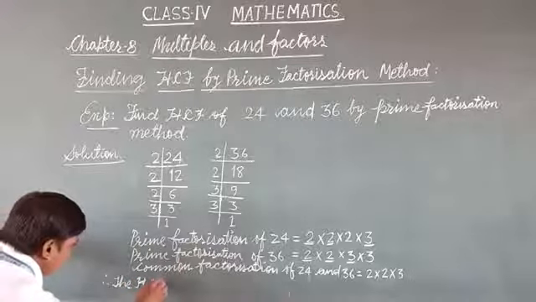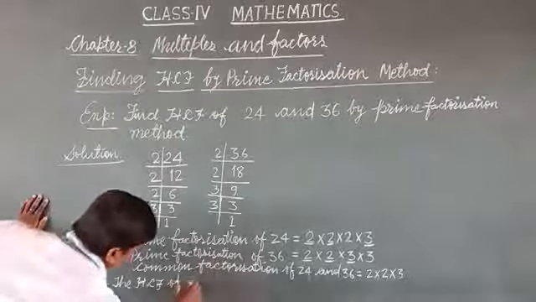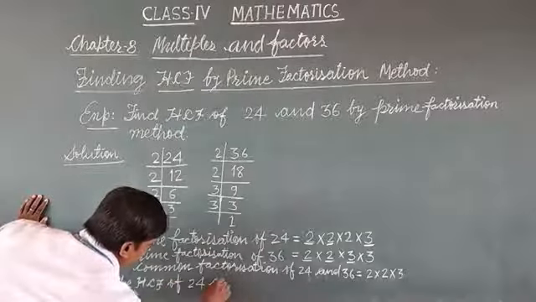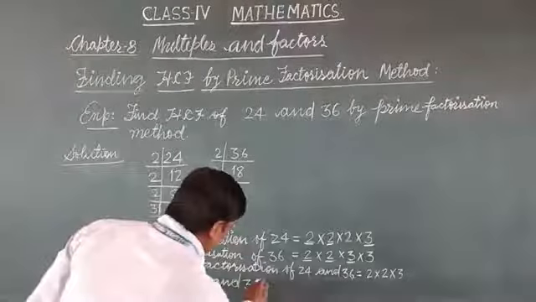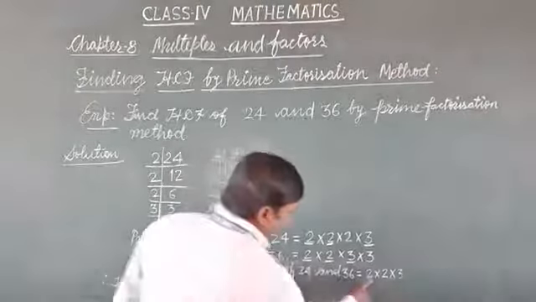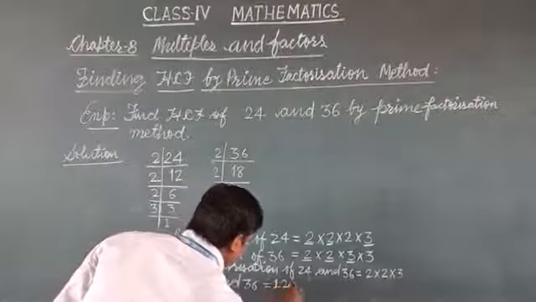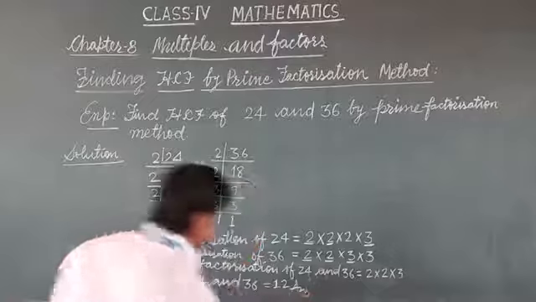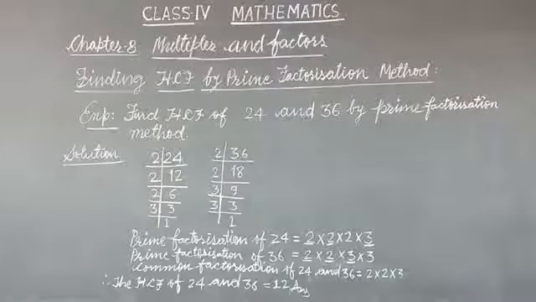Therefore, the HCF of 24 and 36 is equal to the product of these factors of factorization: 2 times 2 times 3 is 12. Answer. By this way, you will find the HCF of the given numbers.